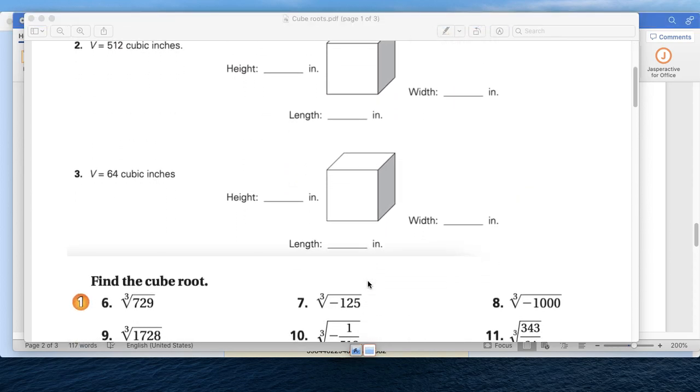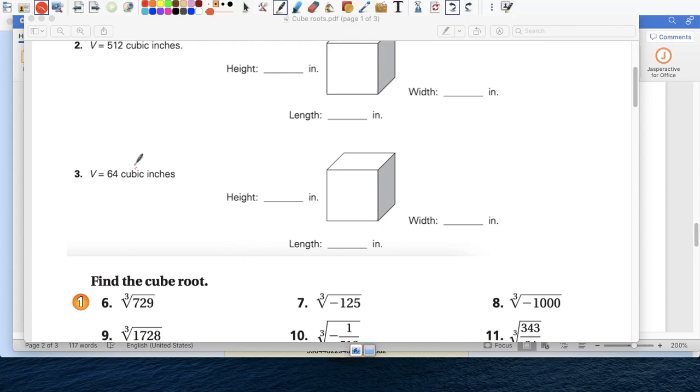You have another one, and this one's another perfect cube. A perfect cube is a cube where all 3 side lengths measure the same, and in this case, what 3 numbers were used? It would be a 4, a 4, and a 4. So the height is 4, the length measures 4, and the width measures 4.